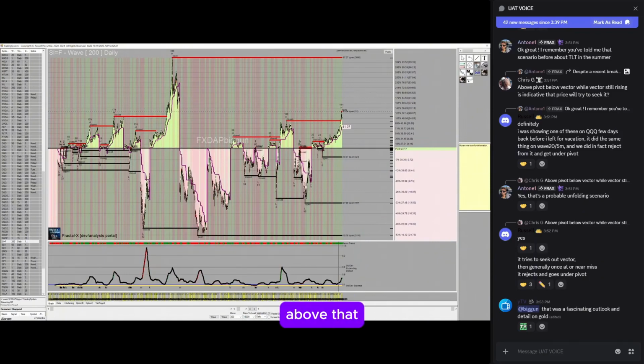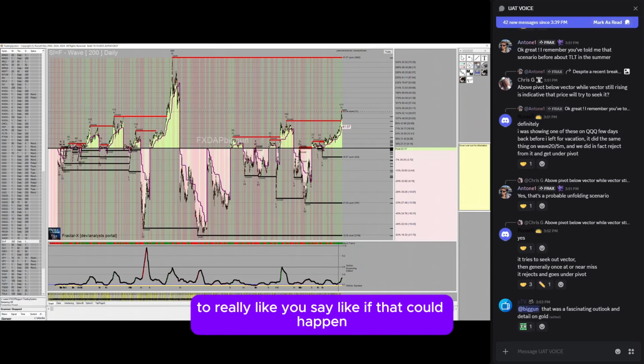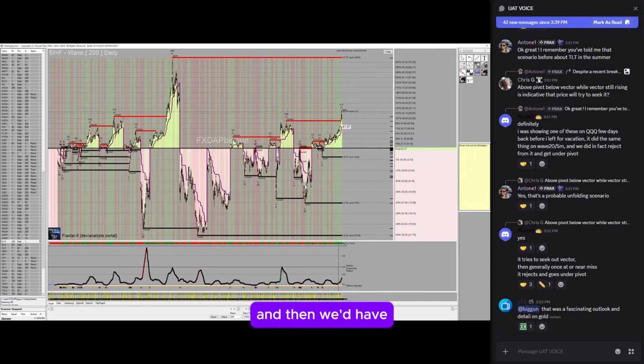Have to break above that to really, like you say, if that could happen, then we'd have another leg potentially. And another thing in this, look how the volatility is increasing. On the left side leading to that monster rally, we kept getting higher highs and higher highs. I mean, we had some lows in there, but eventually it blew out, that blow off top. And it looks like, overall, with time it's starting to repeat that process again. Like it's going to have a blowout again at some point in the future.